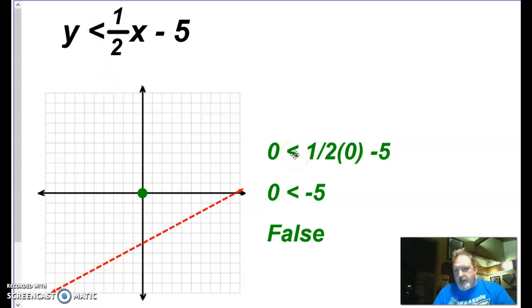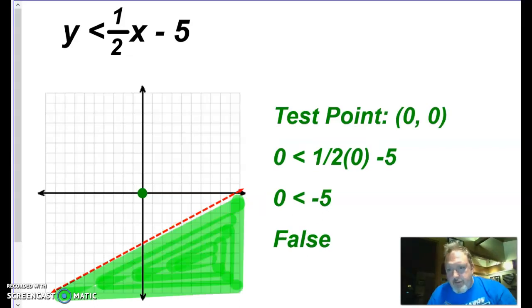So if I use my test point of 0, 0, and I plug 0 in for y and 0 in for x, you can see that is false. So we are going to end up shading down here. And as you can see through the magic of technology here, now that image is shaded. So we shaded away from 0, 0 because that was false. So that's this region that is underneath this dotted line.